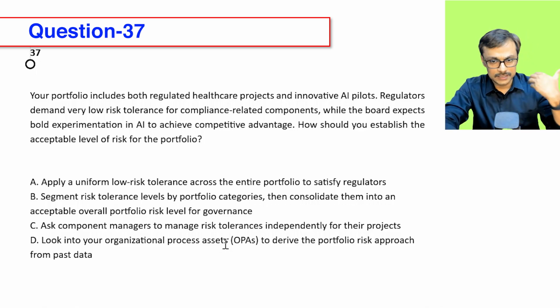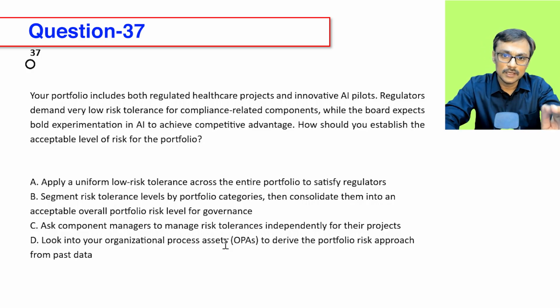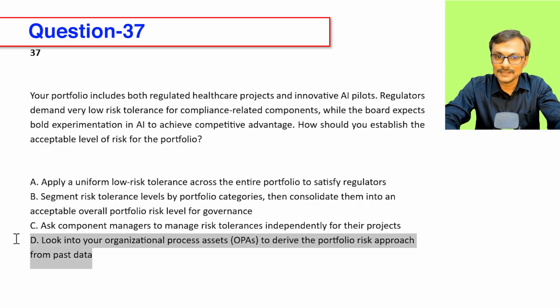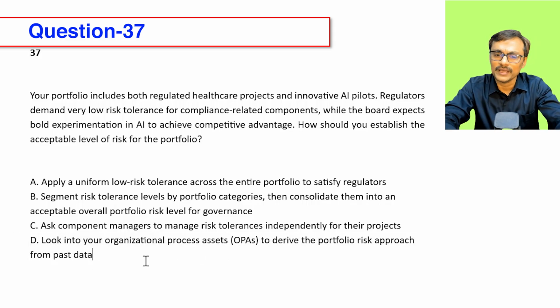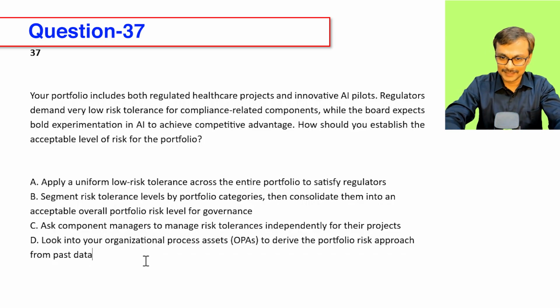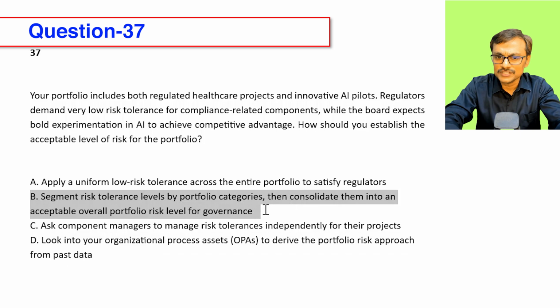I can't just let the project managers handle the risk threshold at the project management plan level alone. There has to be portfolio oversight as well. Option D, look at the organizational process assets to derive the portfolio risk approaches from past data. You can do that, and that's a possibility. You can say, I will see how my company handles this problem. But here you have a clear understanding, which is saying this is what I will do.